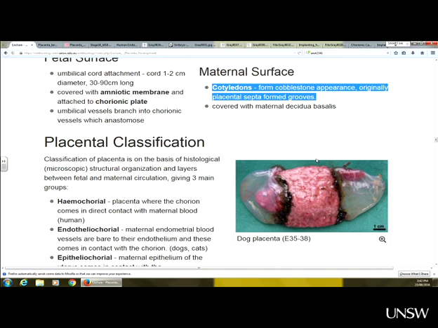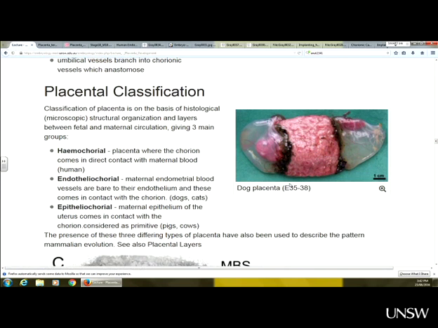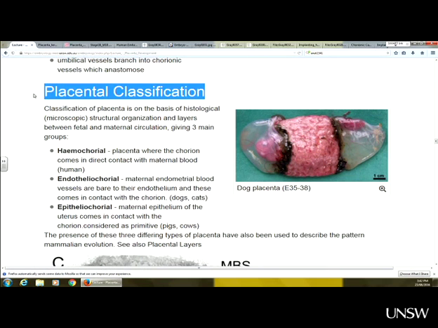I'll talk about abnormalities shortly. Look, I will mention in today's lecture that we classify placenta based upon the number of layers which separate the maternal blood from the fetal blood.